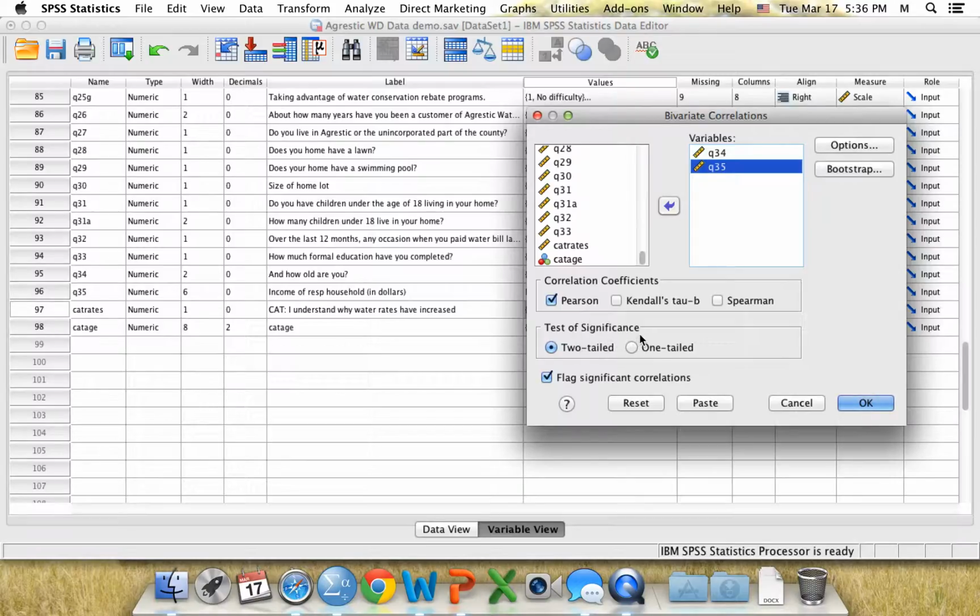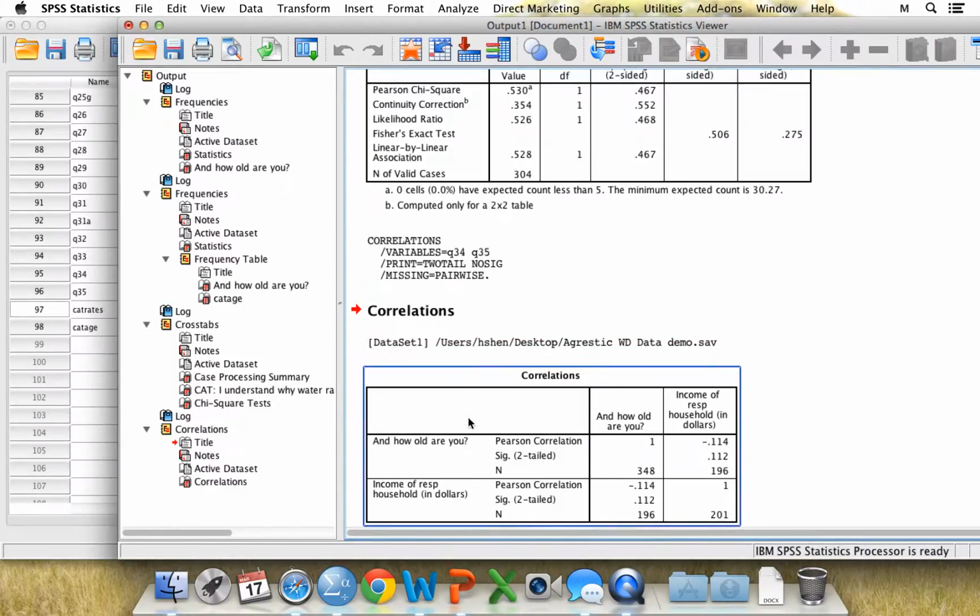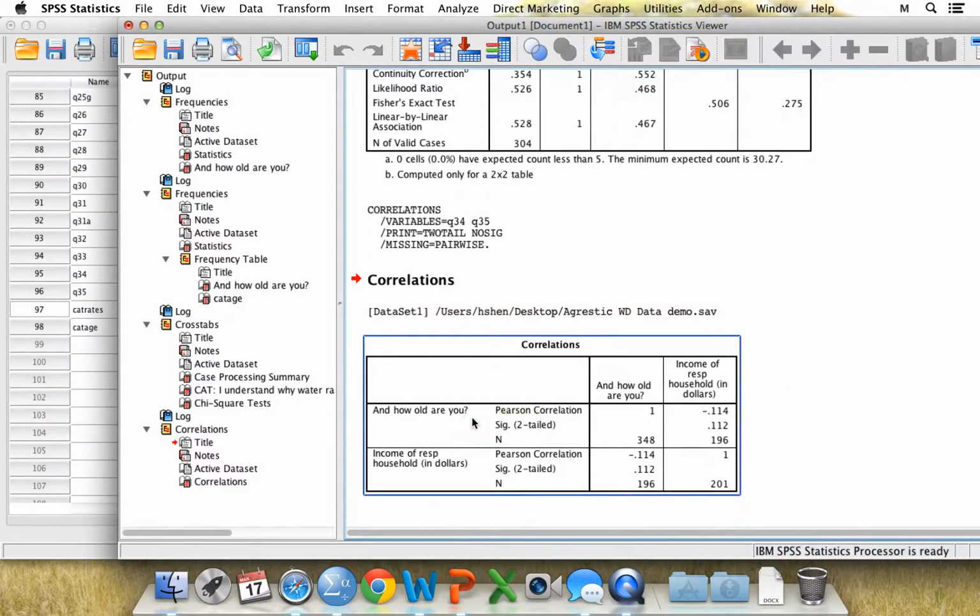And the test of significance has two-tailed or one-tailed. One-tailed means that you know whether it's a positive or negative relationship, meaning that you know the direction of the relationship. Two-tailed means you don't know, you just want to explore. So since in this case we don't know, we just keep it as two-tailed. So we click OK. And I have a correlations table.